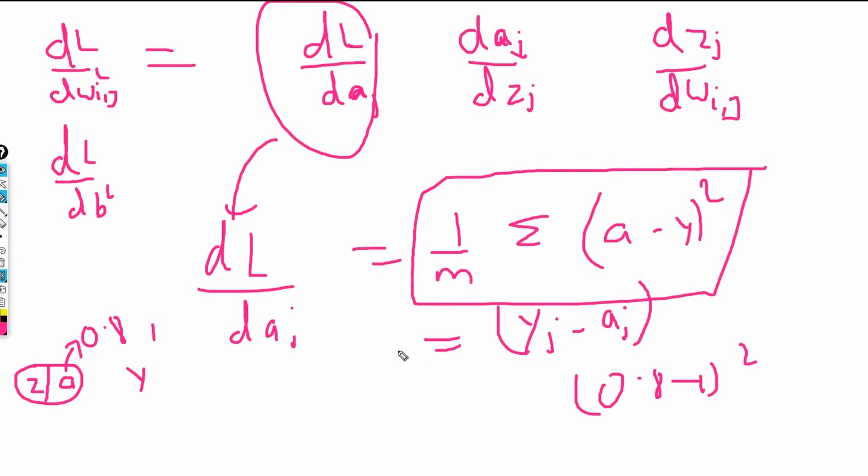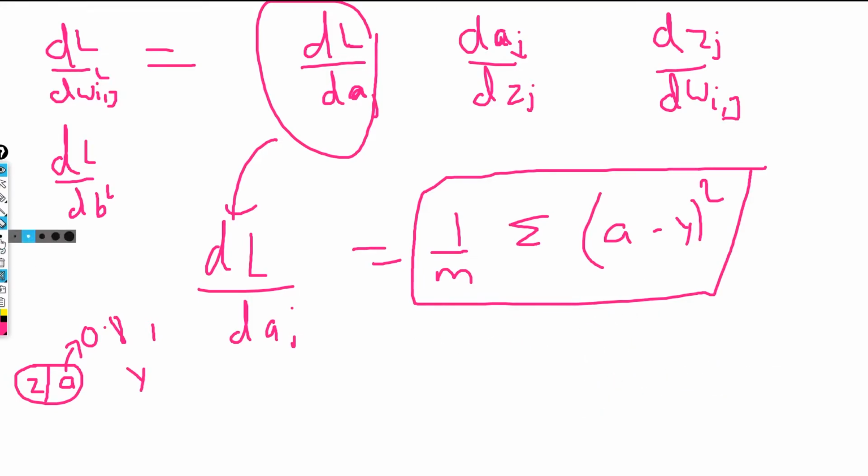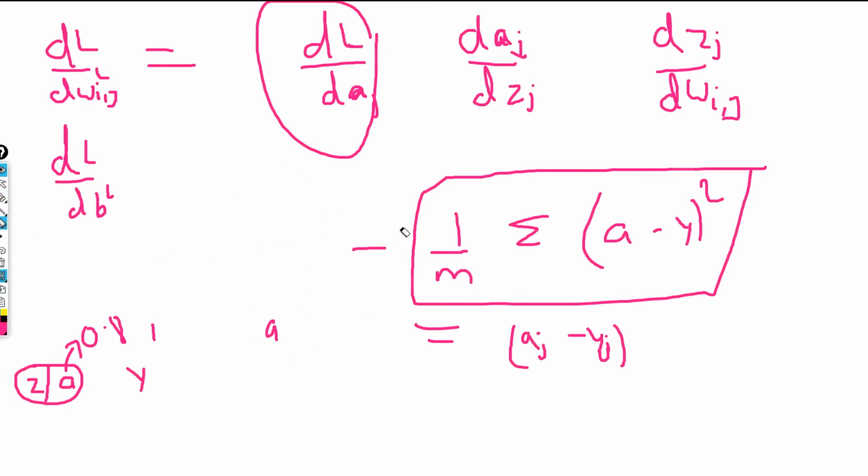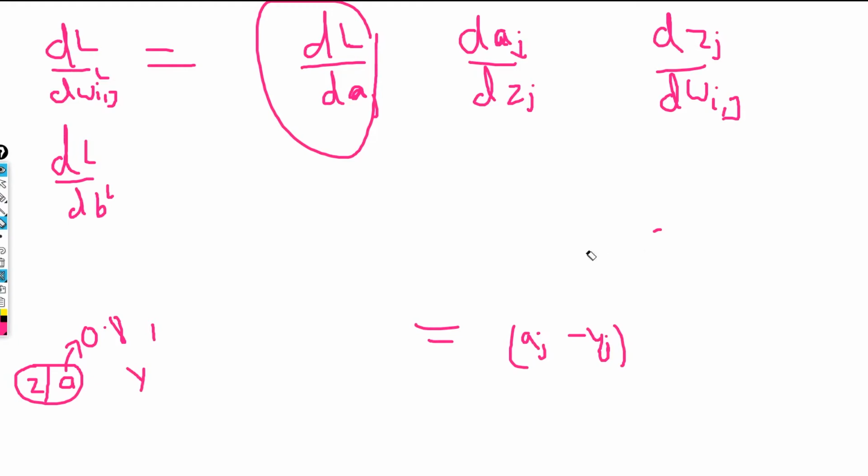So I hope that it is clear. The output is going to be yj minus aj, or, let's not make this difficult, you can directly say aj minus yj. So I hope that it is clear that we have cleared this part. Now let's move on to the second part that we have.